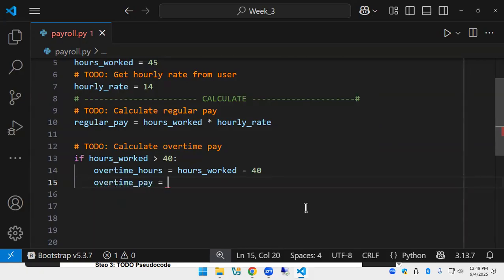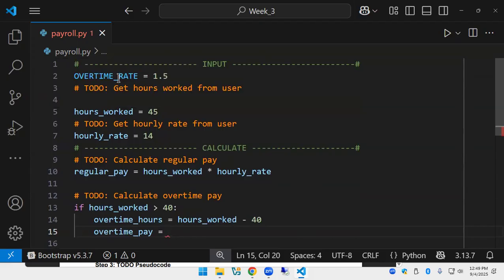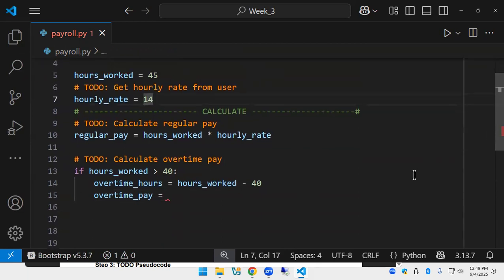Overtime pay equals, so this is the overtime rate, right? Which is 1.5 times the hourly rate times the hours. So we have to have all those in there. Was that where you were heading? Mhm. Okay. Yeah, I just didn't give you enough time to finish.